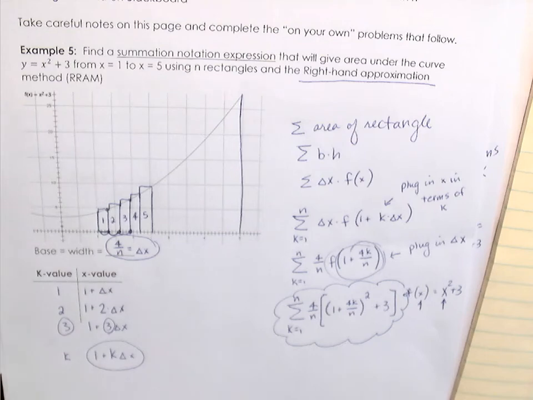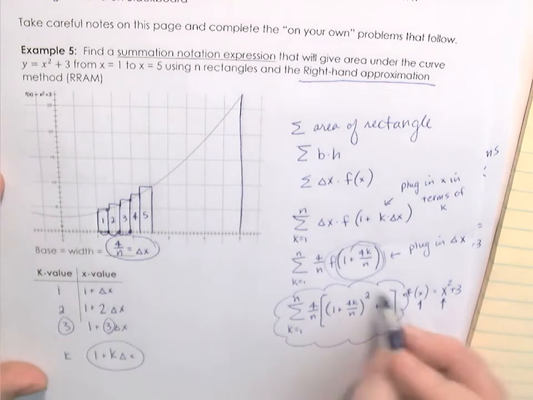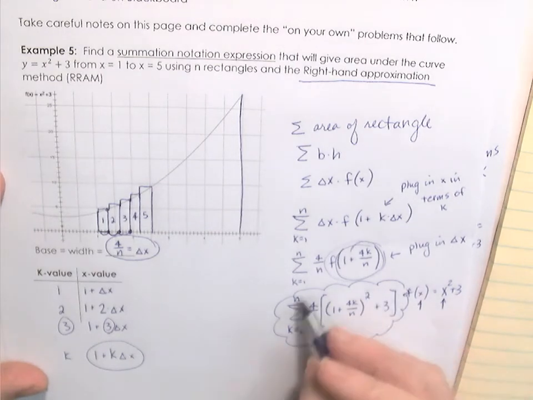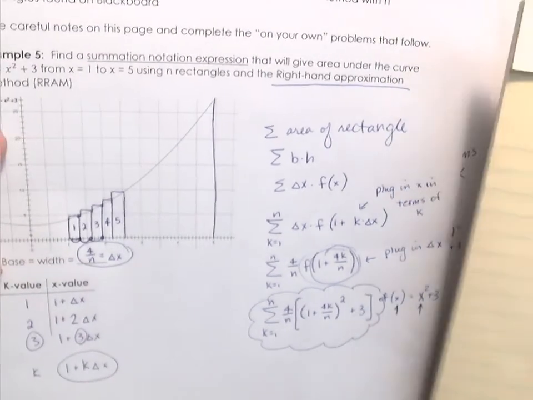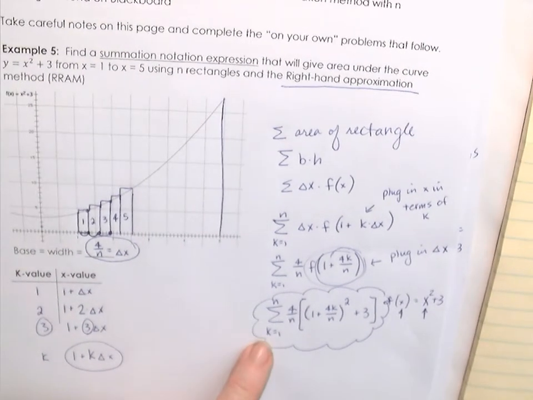Now let's talk about part B. How are we going to actually evaluate what this is? So how are we going to find the exact area under this curve? And here's how we're going to have to start. I'm going to copy this over because we don't have enough room here.